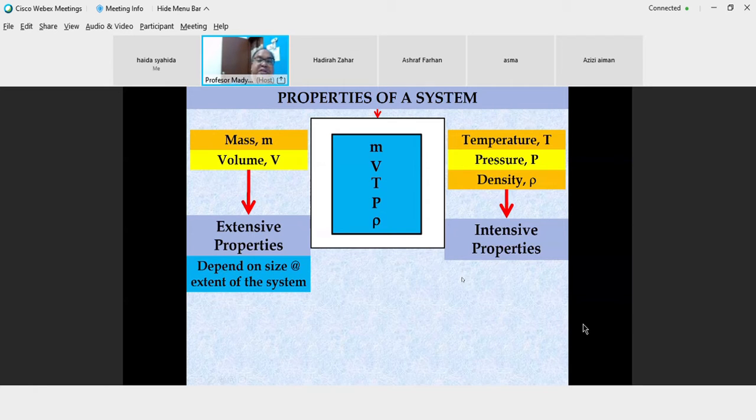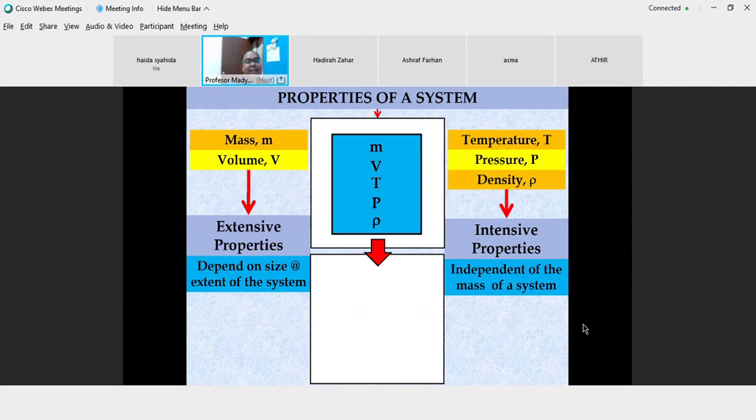So to differentiate between these two is very simple. Extensive properties depend on mass, such as volume. Okay. While the intensive properties is independent of mass of a system. For example, temperature. So in case you got fever, whether you are thin or whether you are huge, and although you are slim like Rina Harun, still you're going to get cold or fever because the temperature is intensive. It does not depend on mass.